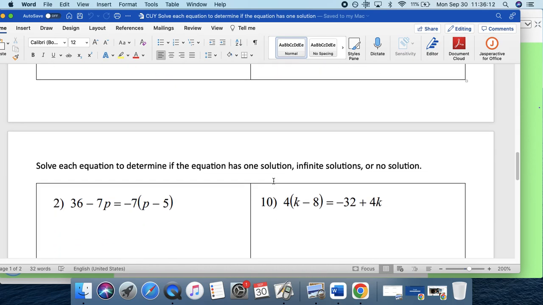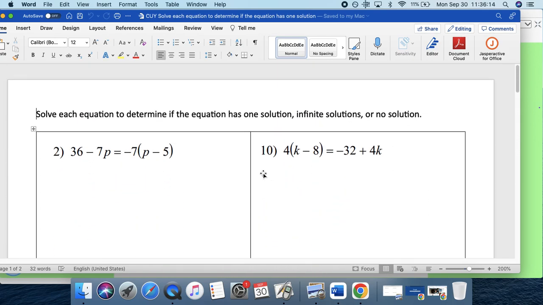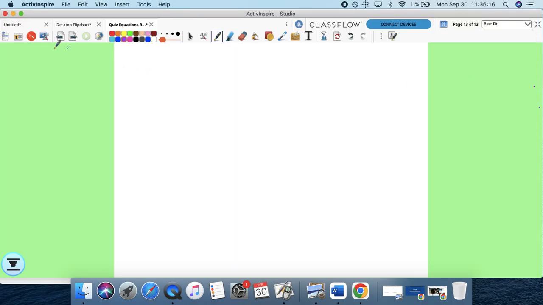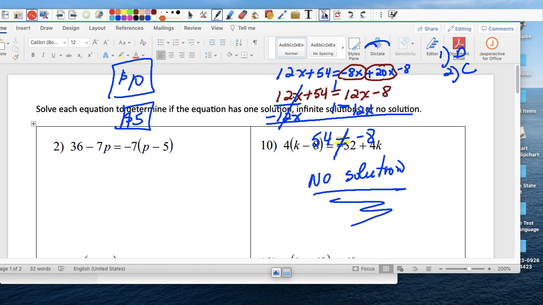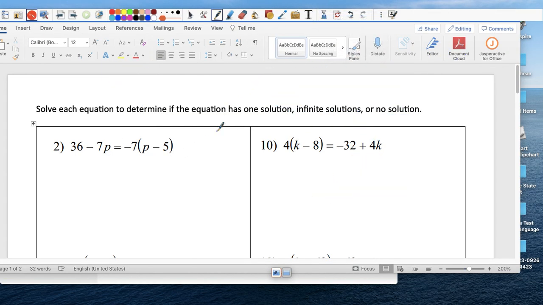You had a few problems here. We're checking if it has one solution, no solutions, or an infinite number of solutions, right? So the easiest way is to just start solving and see how far you can go.